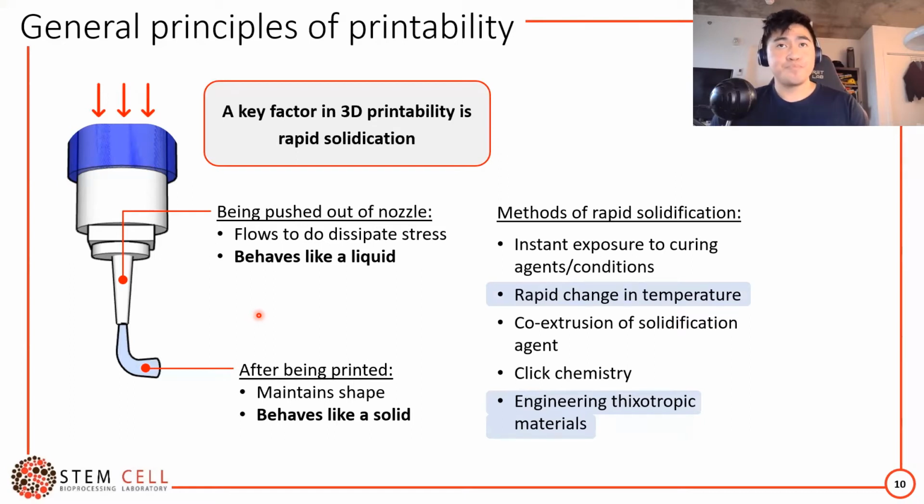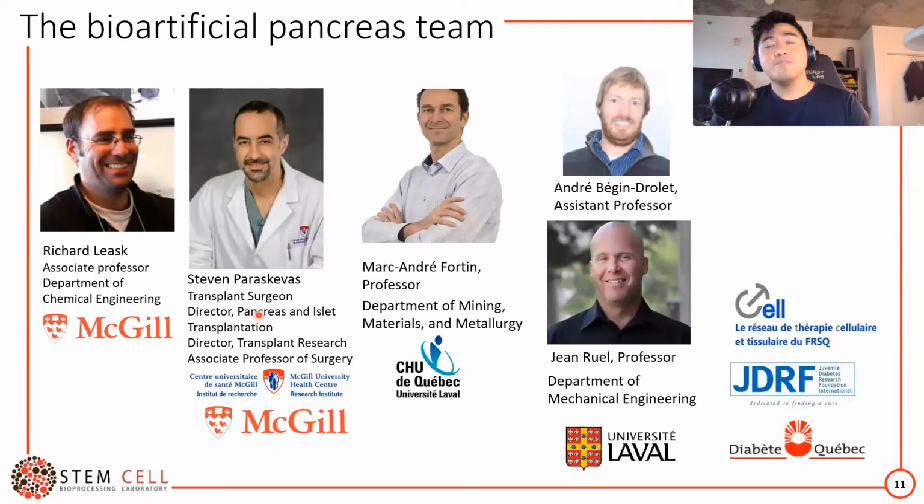Now, our first talk is about using a rapid change of temperature to be able to 3D print sugar.